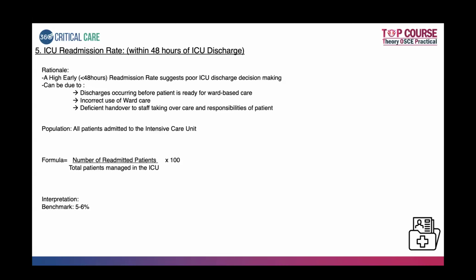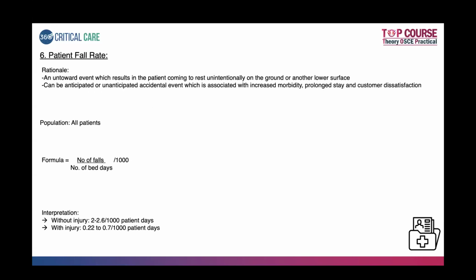So population is also the same. All patients admitted to the ICU. The formula is the number of admitted patients by the total number of patients admitted in the ICU. So this is also pretty straightforward. So the benchmark is around 5 to 6%. If it goes more than that, then it is very concerning and it needs to be looked into seriously.